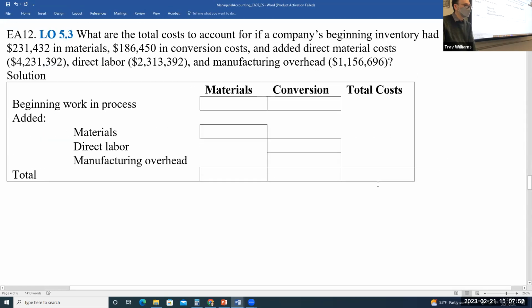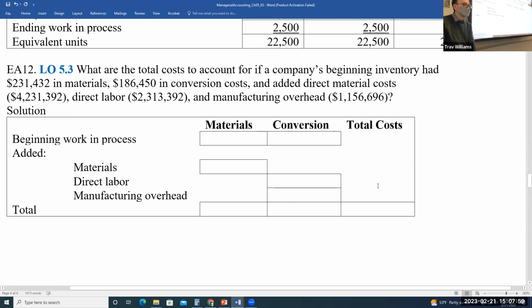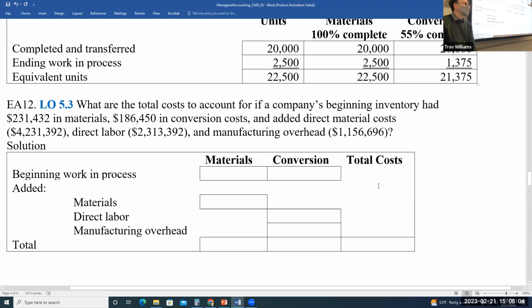We're up to number 12 already. Now here we're dealing only in the dollar amounts. We know that when we do these sorts of problems, if we're doing the whole thing from beginning to end, we start with units and then we go on to the costs, right? So here we're doing only the cost portion. And they tell us that the beginning inventory for this company is this in materials costs and this in conversion costs.